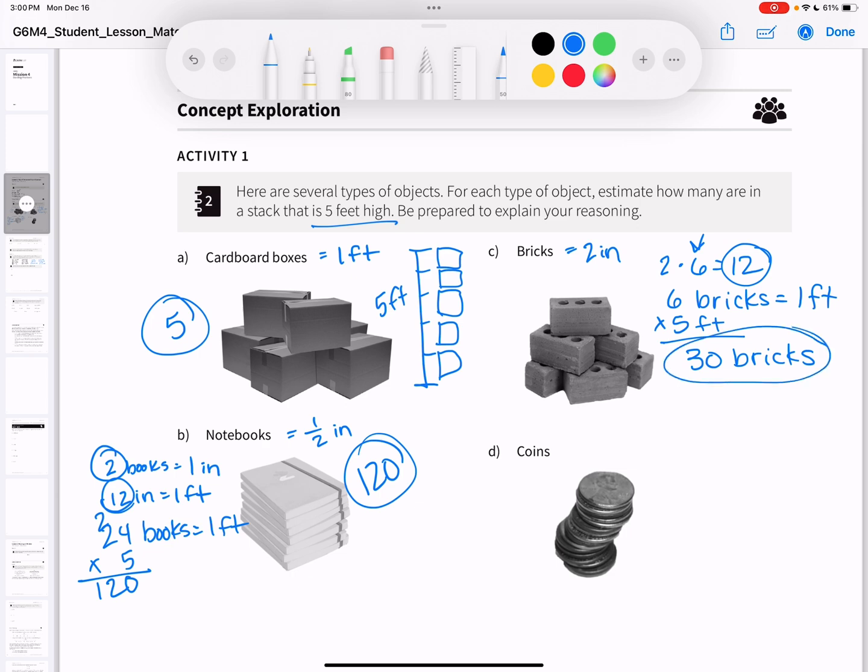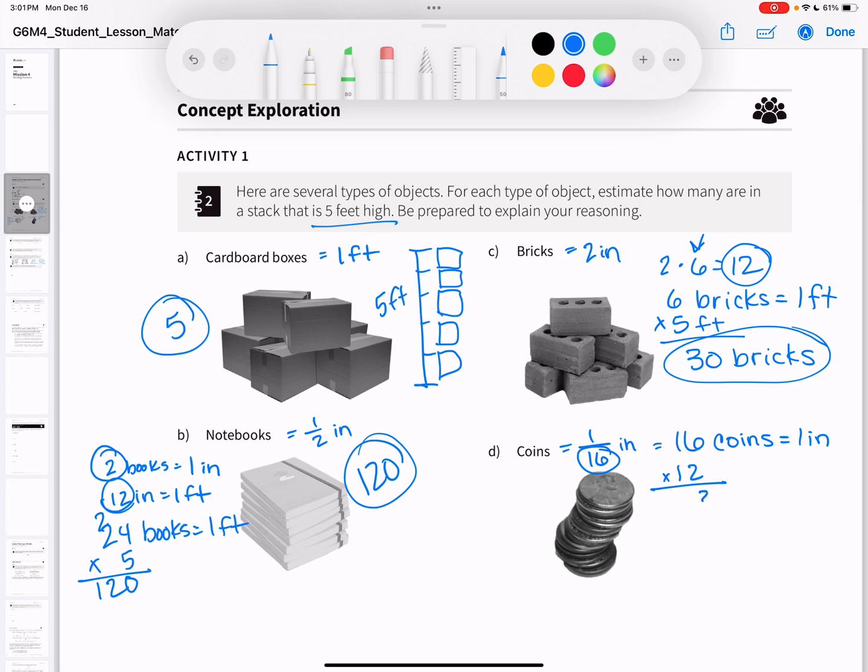Okay, coins. Now coins are really thin. So I'm going to say that 1 coin is 1/16 of an inch. Ooh, all right. So 1 inch is 16 1/16 because our denominator is 16. So we need 16 coins to equal 1 inch. Now, how many inches are in a foot? Well, there are 12 inches in the foot, so we need to multiply 16 by 12 to see how many coins are in 1 foot.